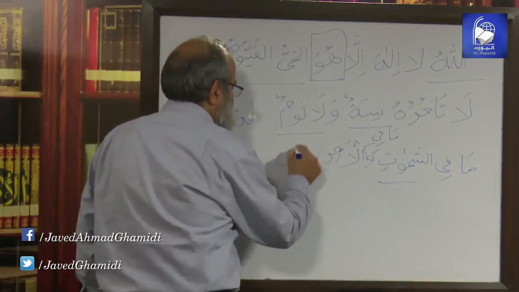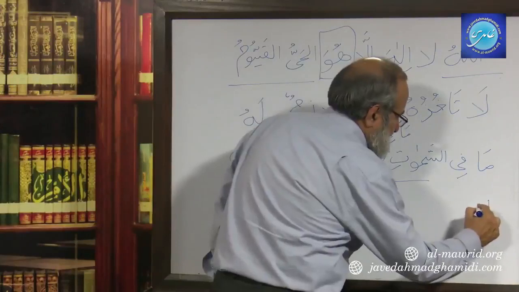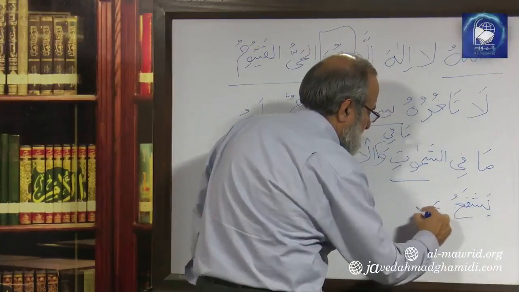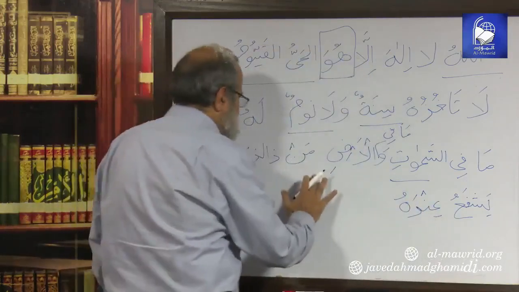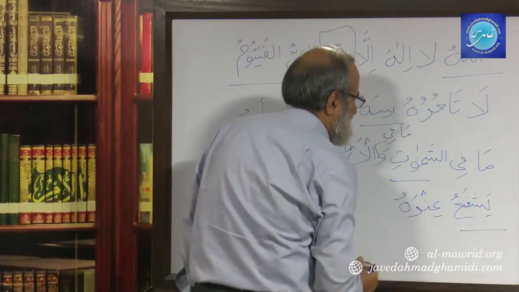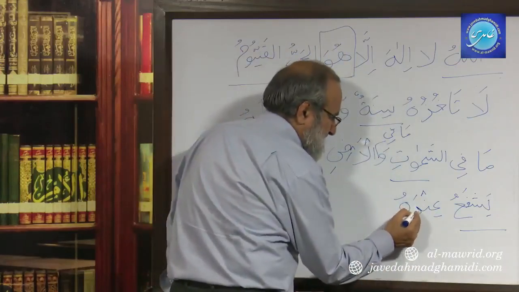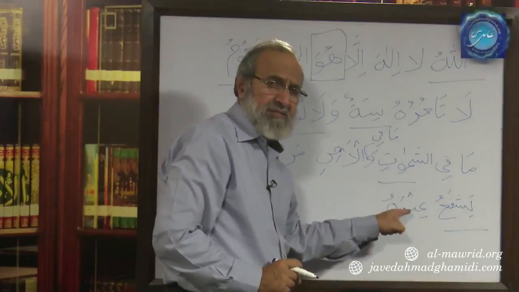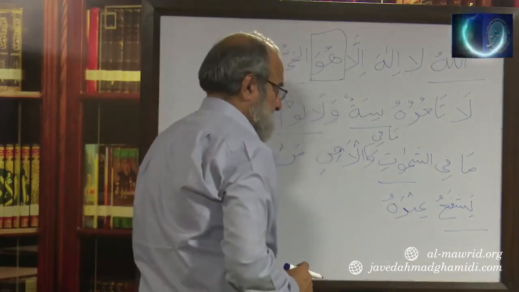Man zal lazi. Who is there? Yashfa'u, that can intercede, indahu, before him. Now, man, we have not discussed it. Zallazi, we don't know very much about it. Yashfa'u is a verb, intercedes or shall intercede. Indahu, before him. The only thing is that this inda, which is a noun, has a nasab at the top of it. We need to figure out later why this nasab appears when it comes to inda. And why is it one and not two, despite the fact that inda is not preceded by alif lam?